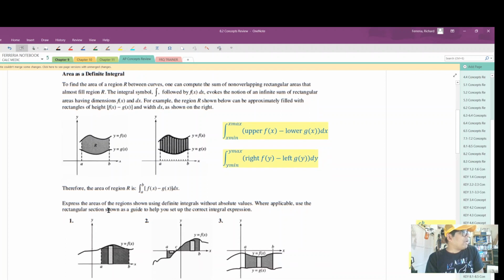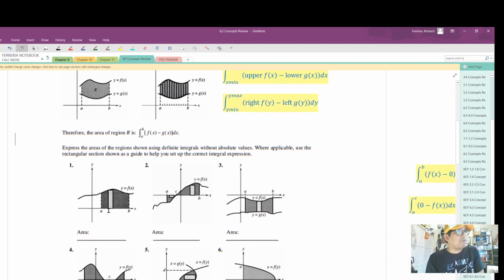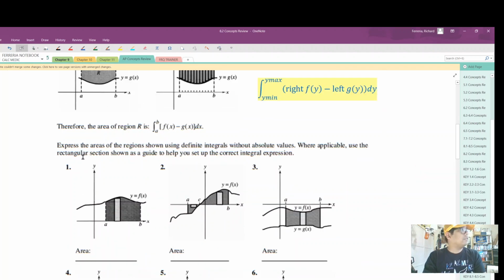Number one, express the areas of the regions shown using definite integrals without absolute values. Where applicable, use a rectangular section shown to guide you to set up the correct integral expression. Okay, so we're going to have to look at the four boundaries here of interest. The rectangles here are vertical, so we're going to get a delta x or a dx in our integral.